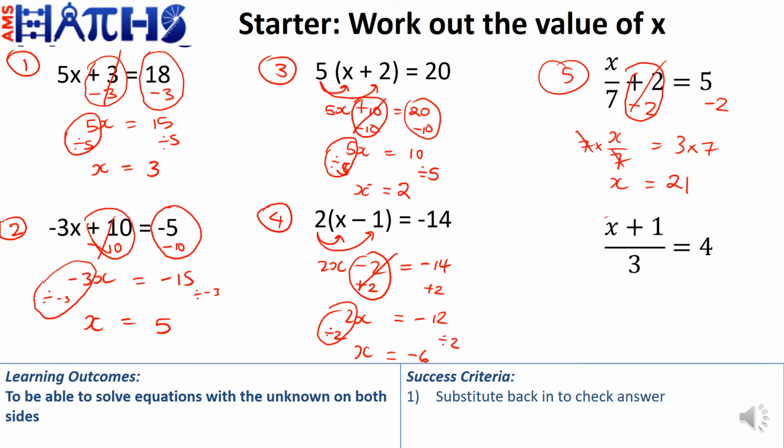Here, all of the numerator is being divided by 3. So first we have to multiply by 3 to get the numerator itself. So multiply by 3 on both sides. 3 divided by 3 is 1, so we're just left with the numerator, which is x plus 1. And 4 times 3 is 12. Then we're left with x plus 1 is equal to 12, so we'll subtract 1 on both sides. 1 minus 1 is 0, so we're just left with 1x, and 12 minus 1 is 11. So those are your answers for the starter.